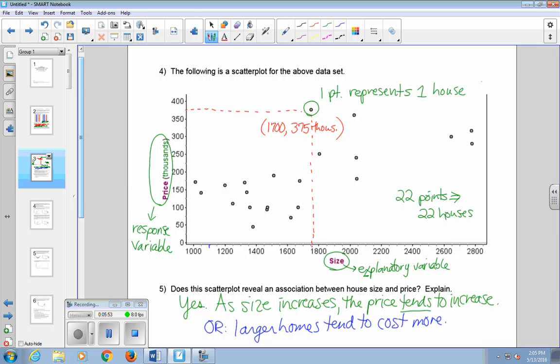And third thing on your list, the location of each point is determined by the intersection of its two values. Right? So we have one example already marked, but let's try a second one. We take this house here, again, where it is relative to the x-axis and where it is relative to the y-axis tells us about the two variables for this particular house. So it tells us that this house is around 1,400 square feet and has a price of around $50,000. If we need more exact values, we'll have to go back to our table.